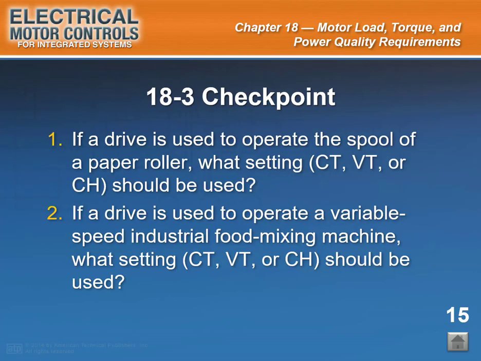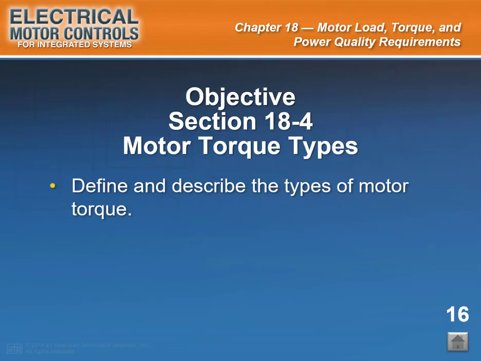Start of slide 15. Slide caption. 18-3. Checkpoint. If a drive is used to operate the spool of a paper roller, what setting, CT, VT, or CH, should be used? If a drive is used to operate a variable speed industrial food mixing machine, what setting, CT, VT, or CH, should be used? End of slide 15. Start of slide 16.